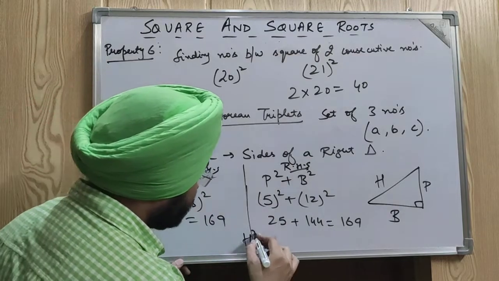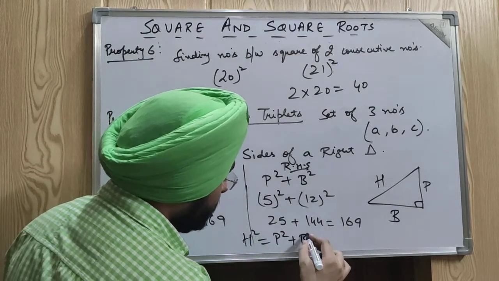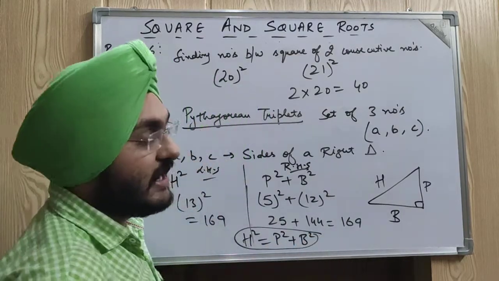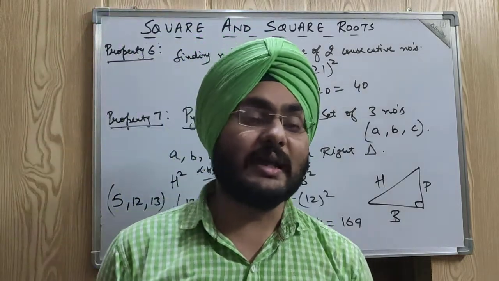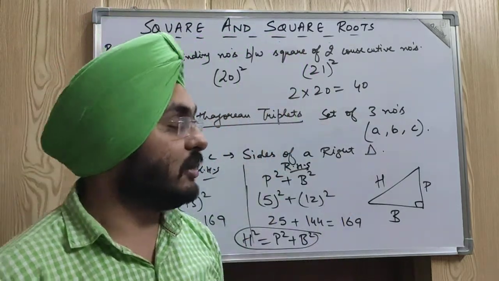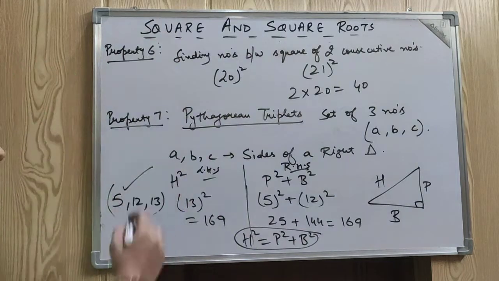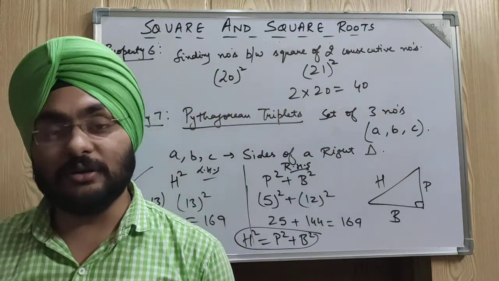So can I say h square equals p square plus b square? It means these three are the sides of a right triangle, or I can say these three are the Pythagorean triplets here. So this one is the Pythagorean triplet. Coming to the next question now.